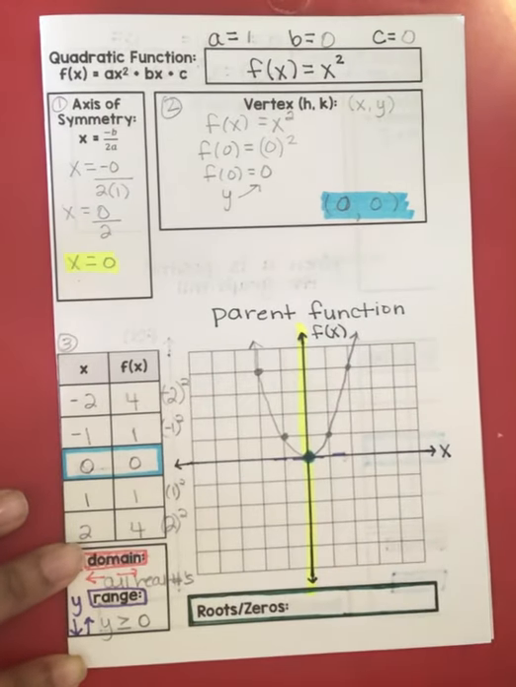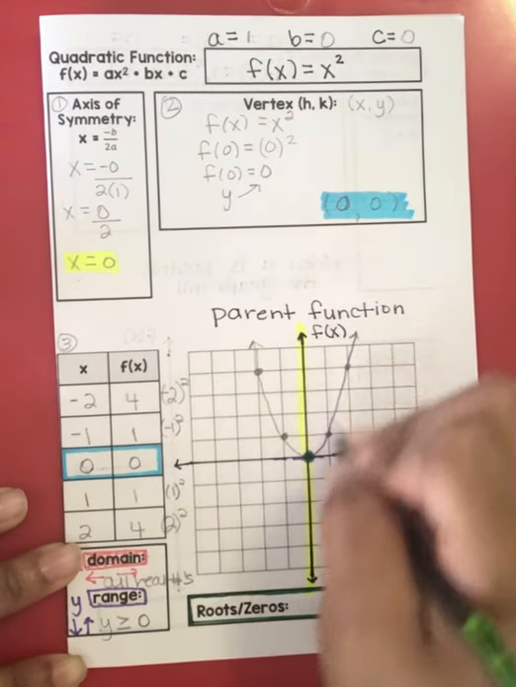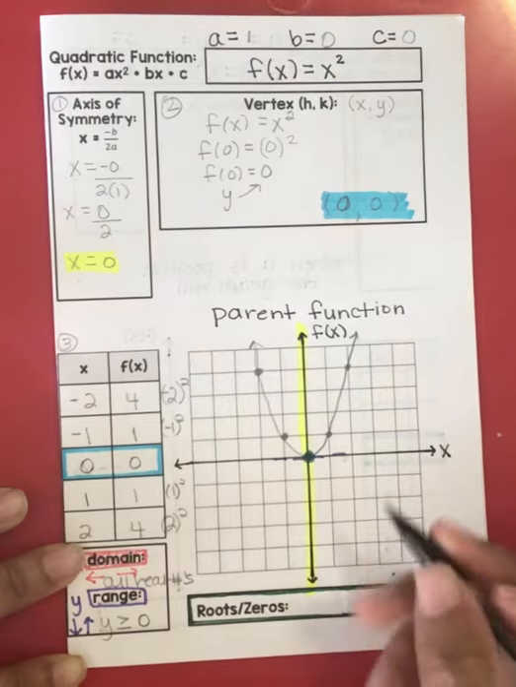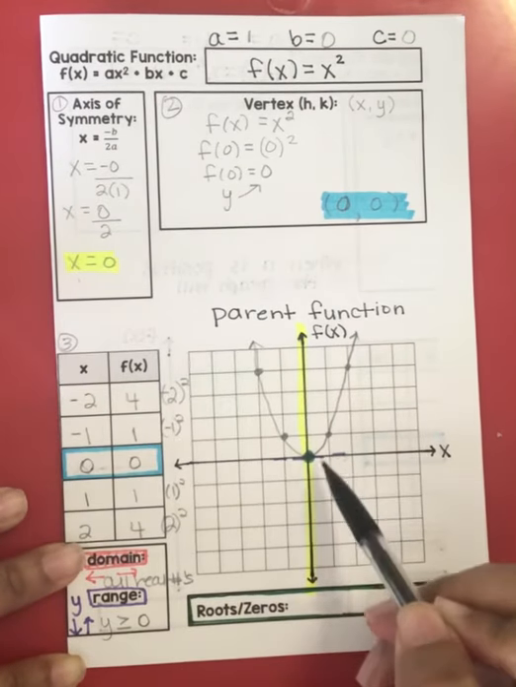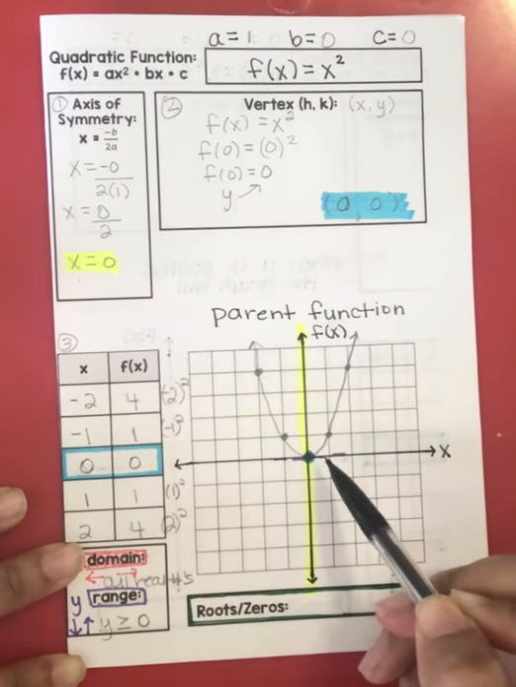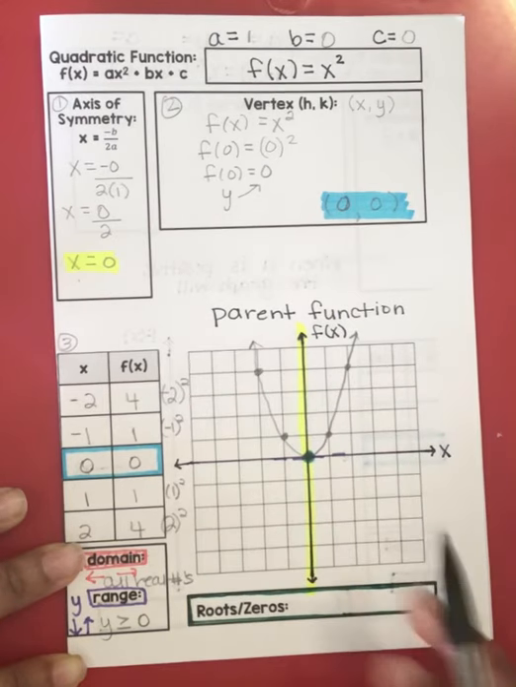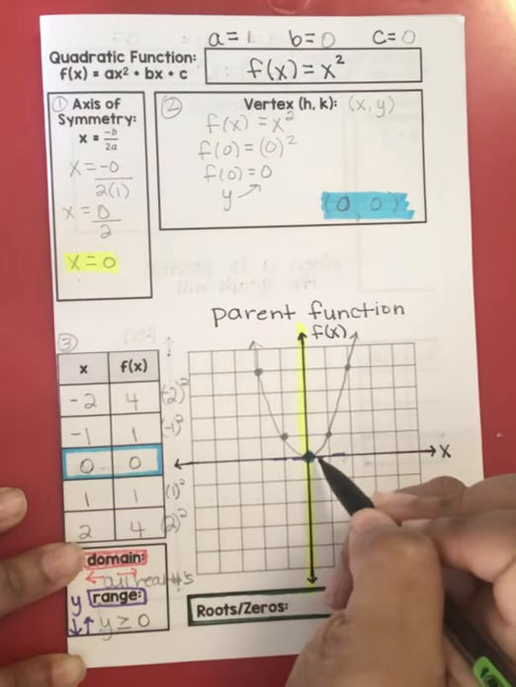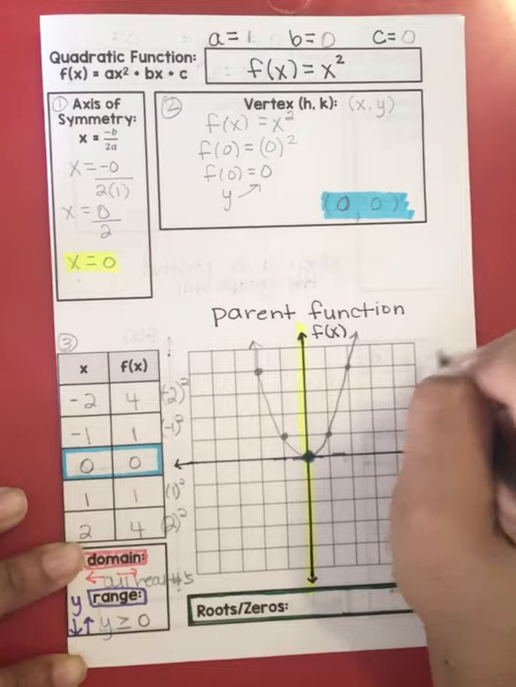All right, let's talk about maximum and minimums. Is this a maximum or a minimum of a graph? Minimum means the lowest point, and this is the lowest point of the graph. Therefore, it is a minimum.